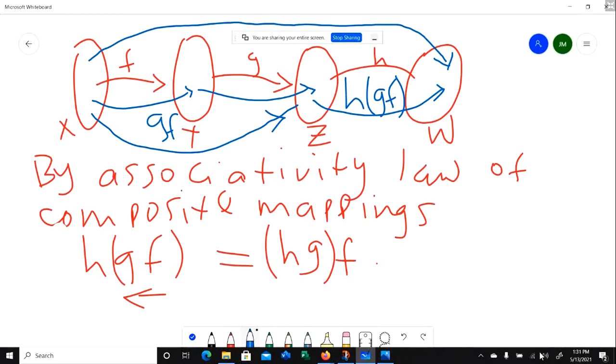What happens when we change the order in which we carry this out? The brackets here now mean we perform HG first, where HG means we perform G then H. Let me pick a different color for this one. G is mapping Y to Z, and H is mapping Z to W. So we have G and we have H.